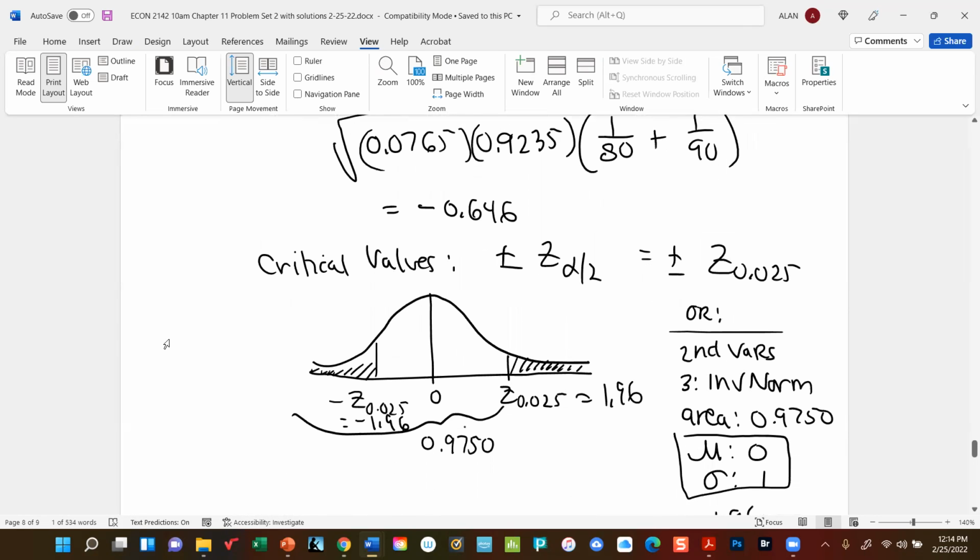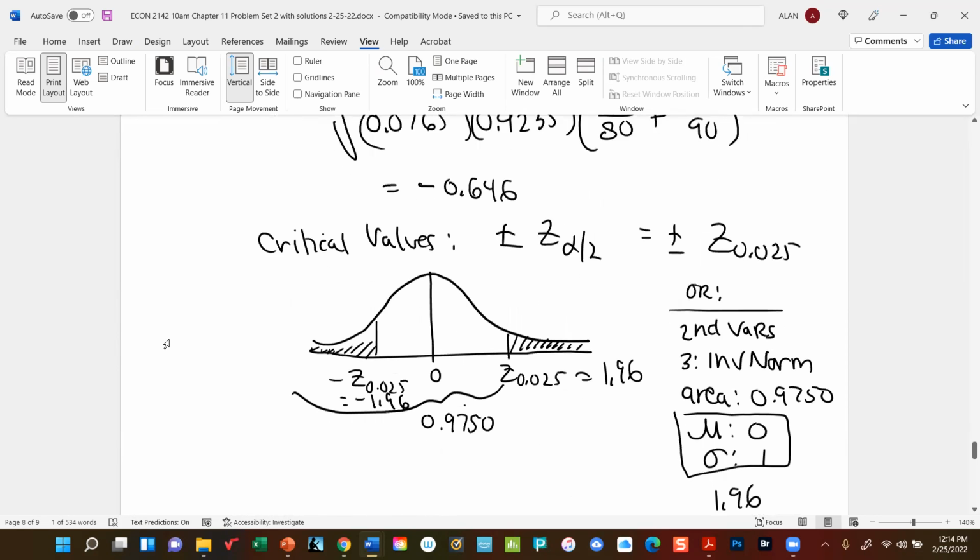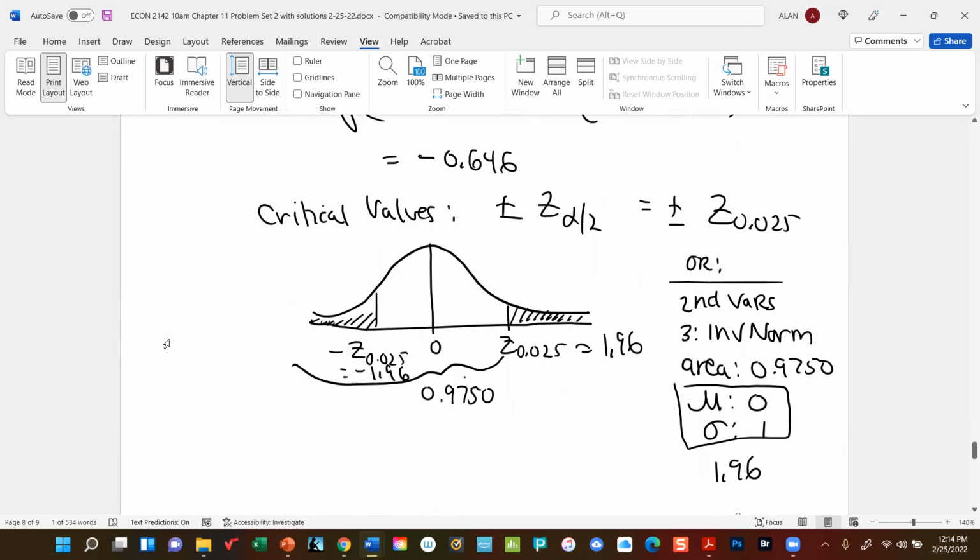And for this one, you can go to the normal table, or you can go to our old friend INV norm. Okay, so with second vars, go to INV norm number 3. The area is, I'm listing here as 0.975 because I'm looking for everything below z 0.0025. The right tail, as you know, is 0.025.